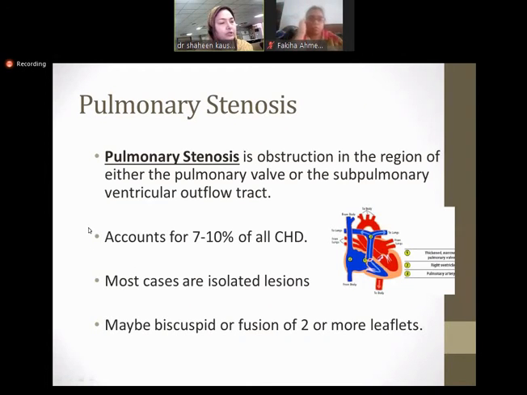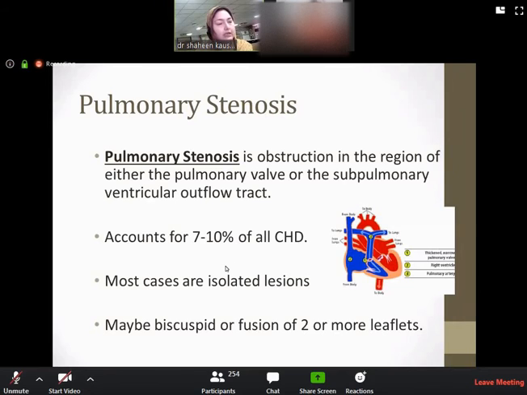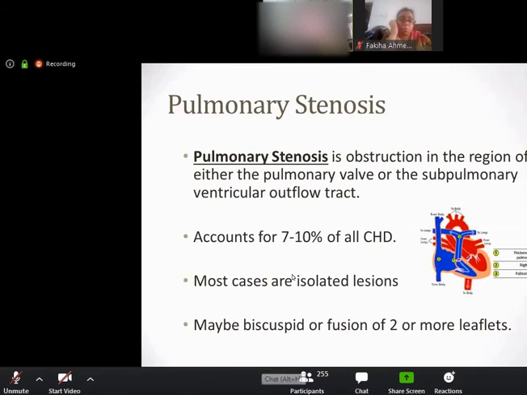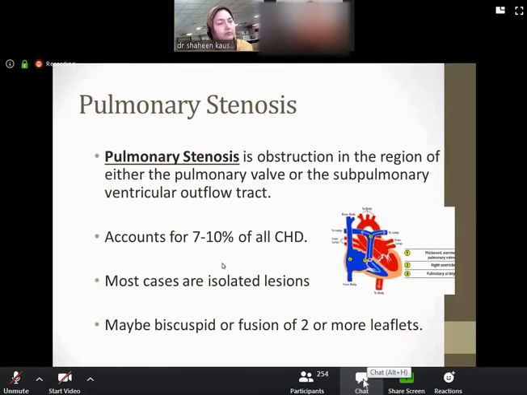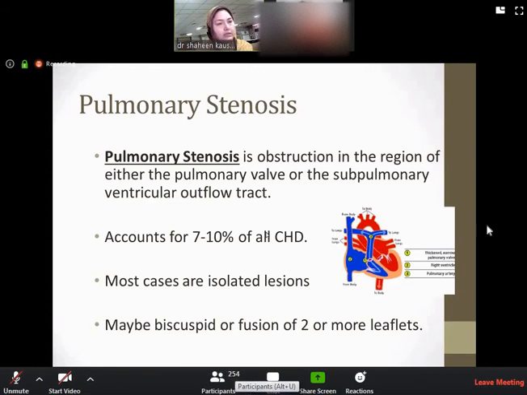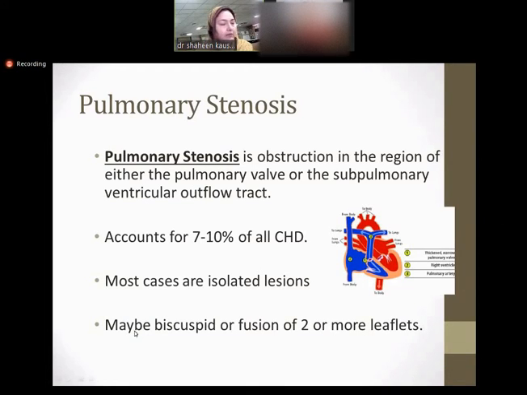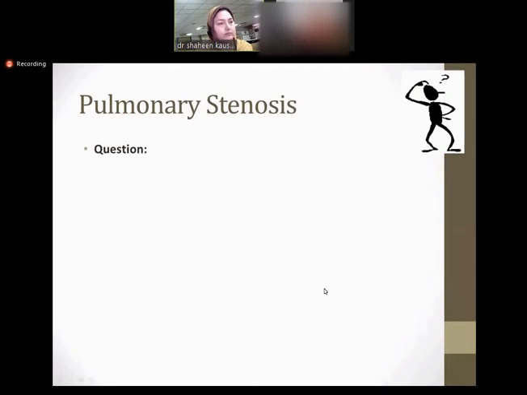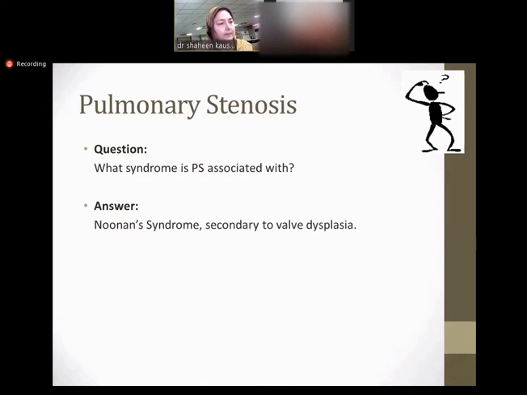heart defect. Most cases are isolated lesions. They are not a combination of other congenital heart disorders. The pulmonary stenosis occurs as an isolated lesion. Maybe it could be bicuspid or fusion of two or more leaflets of the pulmonary valve. What syndrome is associated with pulmonary stenosis? It's Noonan syndrome.